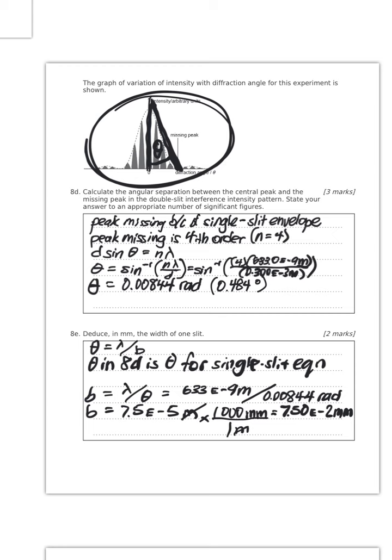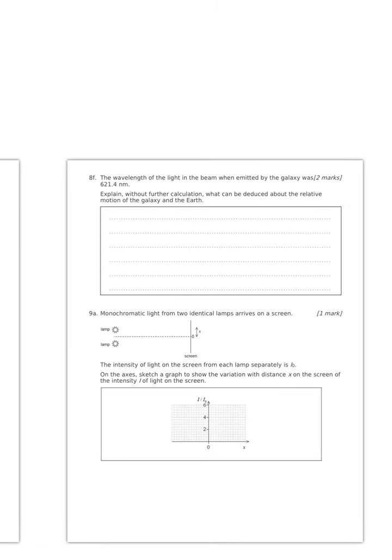I'll use the radian answer. I know what wavelength is, and now I can solve for b. And we get that the slit width is 7.5 times 10 to the negative 5 meters. It does say in the question to get the answer in millimeters. This says nothing in the mark scheme. What if you gave the answer in meters? It just says allow ECF. Whatever, we can convert from meters to millimeters, getting us 7.5 times 10 to the negative 2 millimeters for one slit. And I believe that's all. We're not doing 8F.